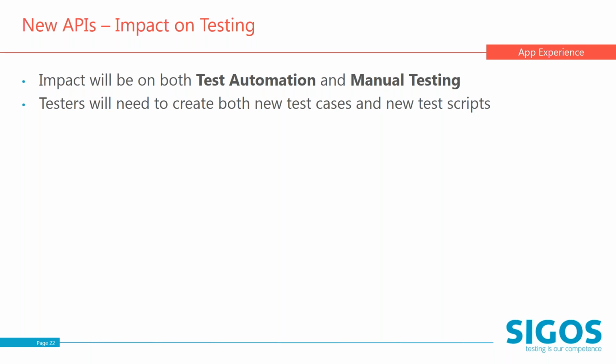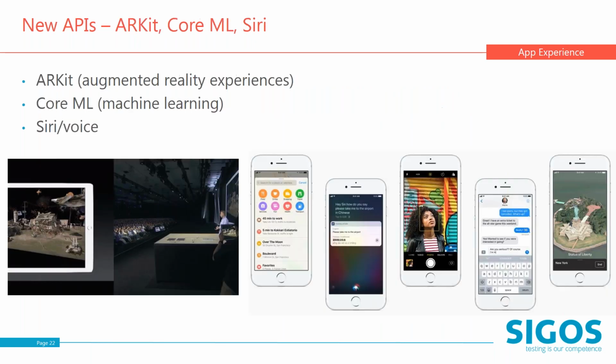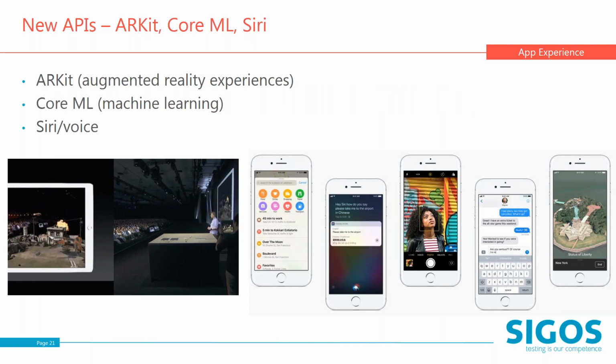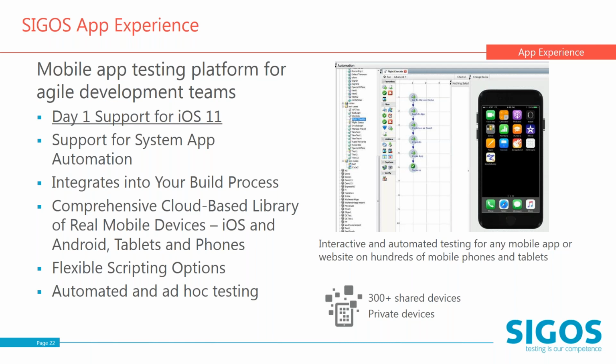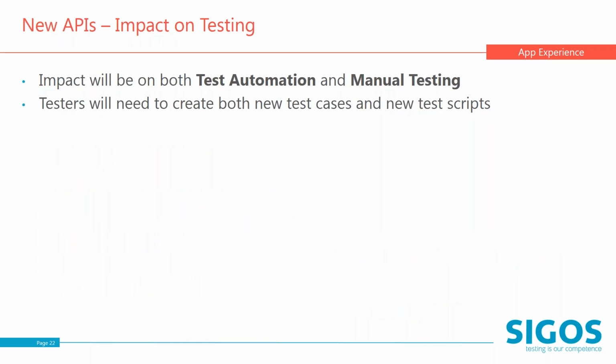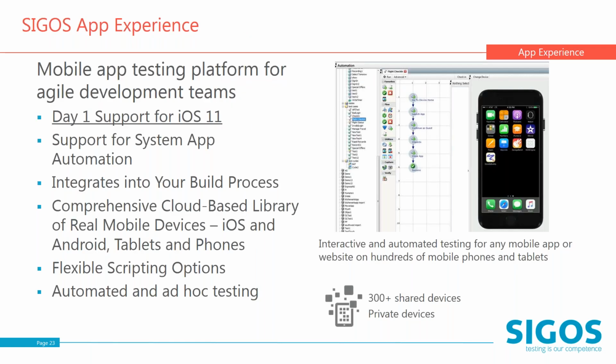The impact will be on both automation as well as manual testing. If your developers are including any of these APIs, it will be a new thing, and it will impact your manual testing and automation. So testers will need to create new test cases and new test scripts to include these new APIs. Okay, so this was about all the features we think could impact your testing.